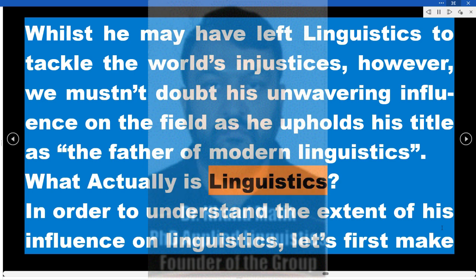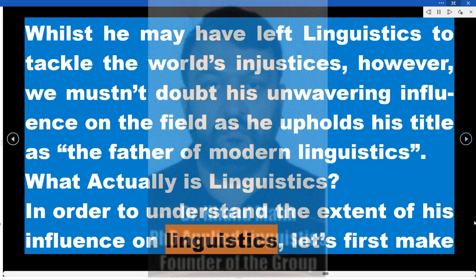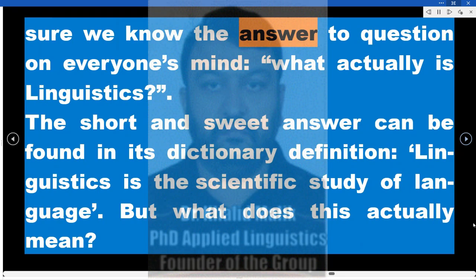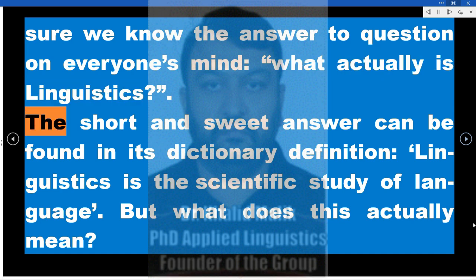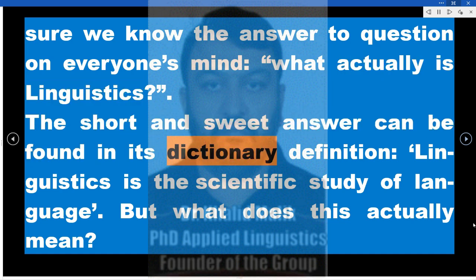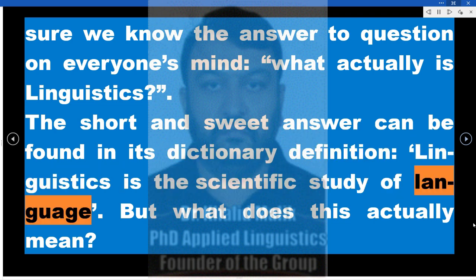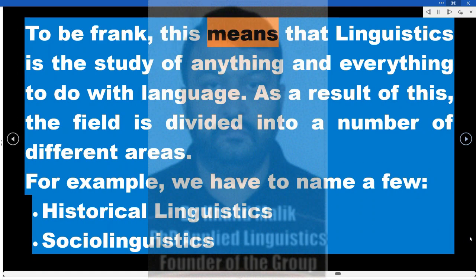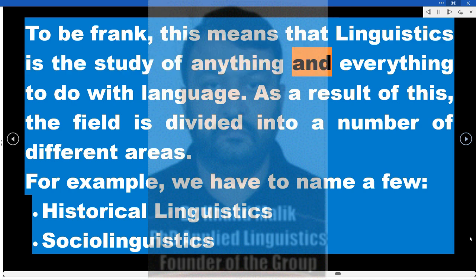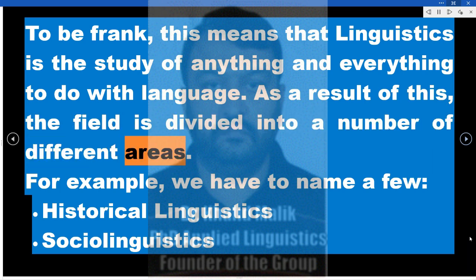What actually is linguistics? In order to understand the extent of his influence on linguistics, let's first make sure we know the answer to the question on everyone's mind: what actually is linguistics? The short and sweet answer can be found in its dictionary definition: linguistics is the scientific study of language. But what does this actually mean? To be frank, this means that linguistics is the study of anything and everything to do with language. As a result of this, the field is divided into a number of different areas.